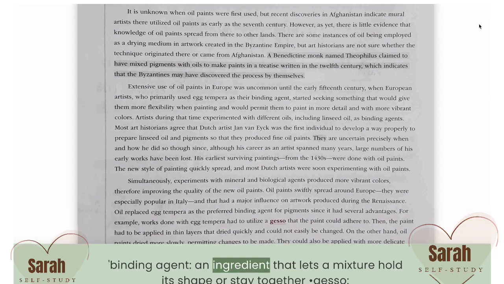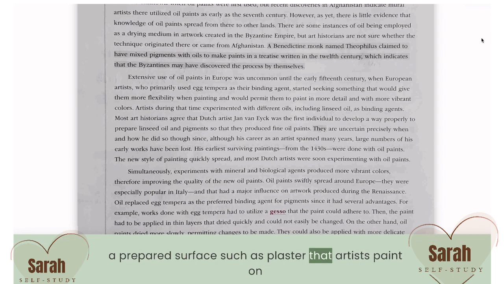Binding agent, an ingredient that lets a mixture hold its shape or stay together. Gesso, a prepared surface such as plaster that artists paint on.